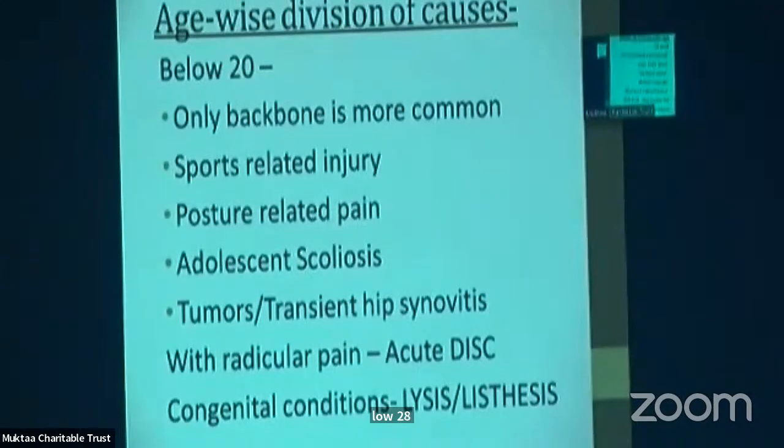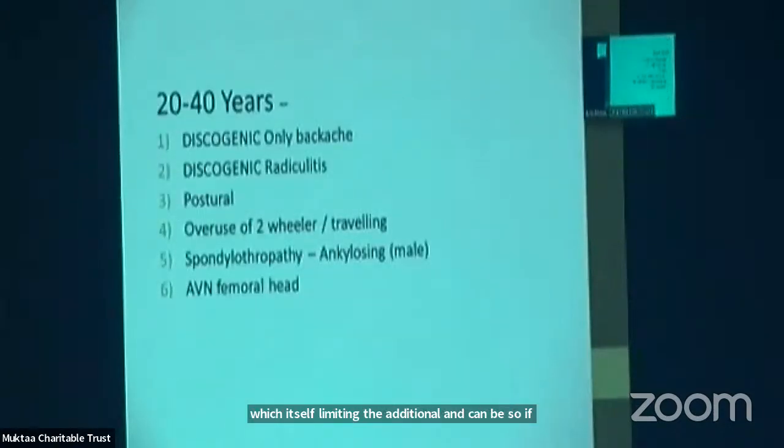One more important cause in the age-wise distribution is transient hip synovitis. At a young age, the patient can have transient hip synovitis, which is a self-limiting condition and can lead to backache. So if we diagnose lysis and listhesis on X-ray, it is another common cause.